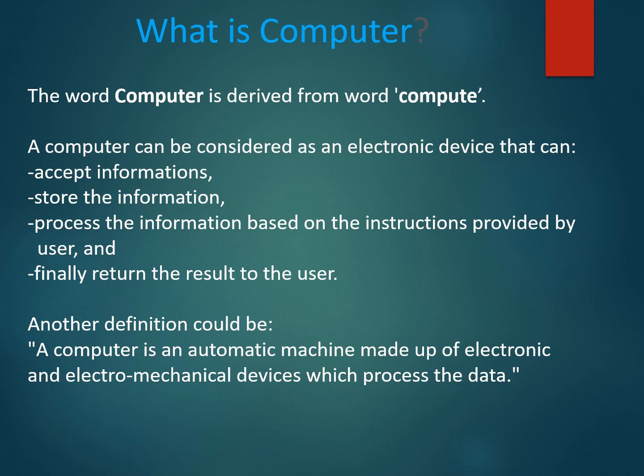What is a computer? The word computer is derived from the word compute. Some of the definitions of computers are: a computer can be considered as an electronic device that can accept information, store the information, process the information based on the instructions provided by the user, and finally return the result to the user. Another definition of a computer could be: a computer is an automatic machine made up of electronic and electromechanical devices which process data.